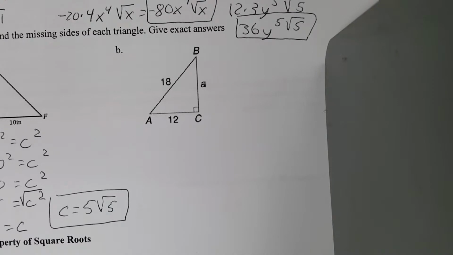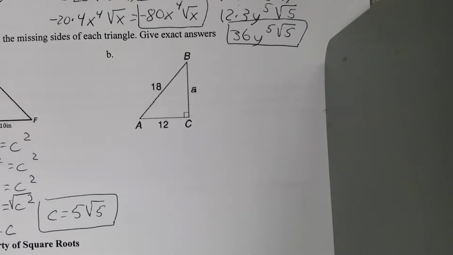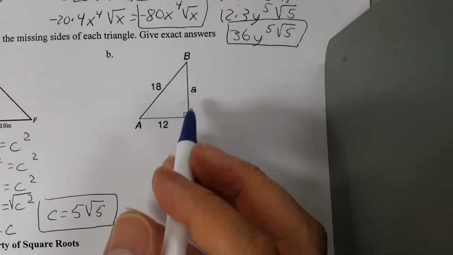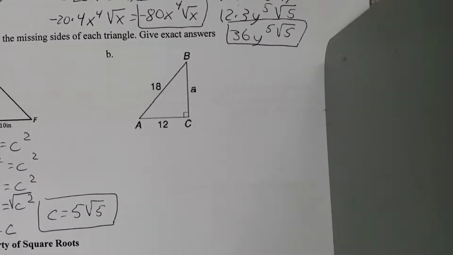Now, letter B, I have this. So now I'm looking for my leg, right? I'm looking for my leg, which means that I have my C here.